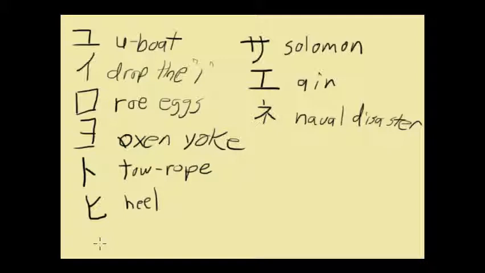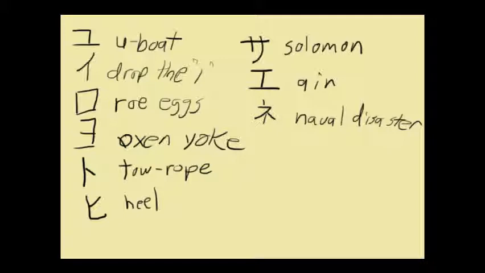So U-boat, E, drop the E, ro, round, ro, eggs, yoke, the oxen yoke, tow rope, heel, the Solomon, air, a naval disaster. Same as before, you hear the pronunciation of the kana sound. From the sound, you think of the keyword. The keyword then helps you think of the character itself. And this happens with my students, where I say draw ro, and they draw a blank. Then I tell them the keyword, row eggs. Or I say ne, and they draw a blank. And then they say naval disaster, and then they draw the character, no problem.